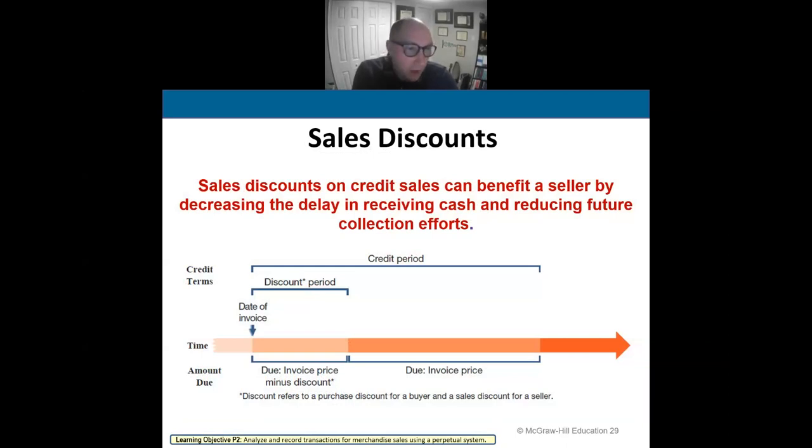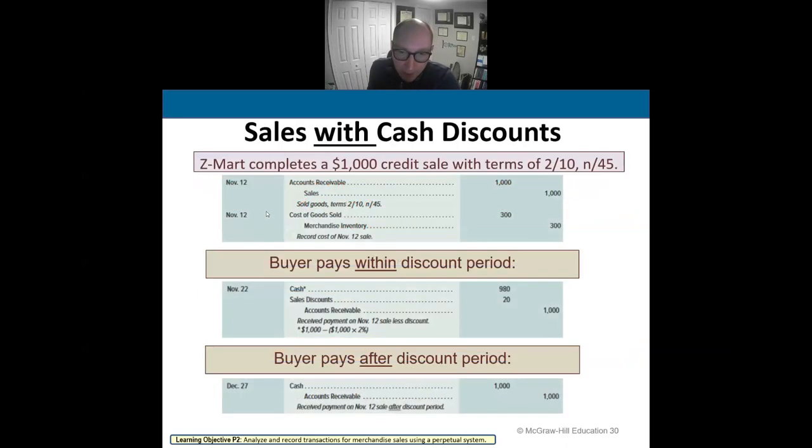Sometimes when I sell something, I might offer a discount, and it works very similarly. What it means is I'm going to get less in, in terms of cash anyway, when I sell it at a discount. Okay, so my first pair of entries: I sold $1,000 worth of stuff on credit. The terms were 2/10, net 45. I told my customer, if you pay me within the first 10 days, I'll give you a 2% discount. Otherwise, the whole thing's due within 45 days.